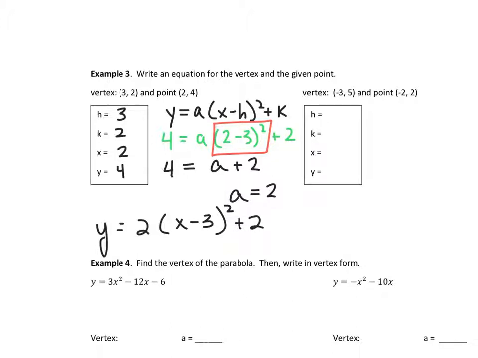So plus 2. And again, another way you can check it is put this in your y equals and go to your table and check out (3, 2) and (2, 4) and see if they're on your table for your calculator.